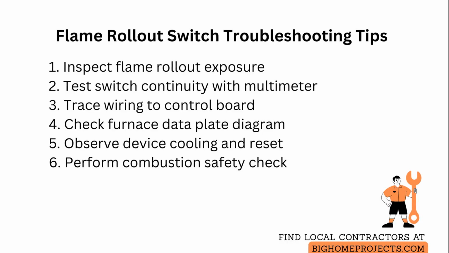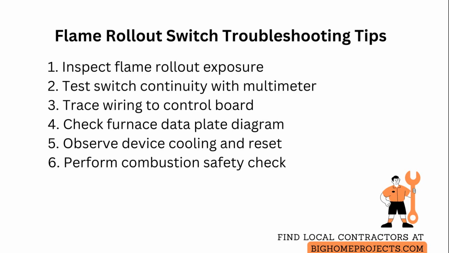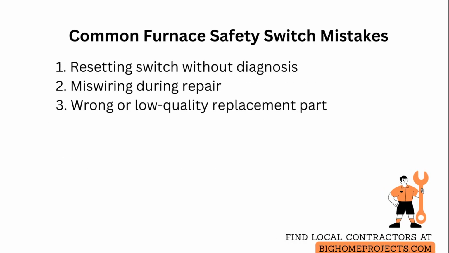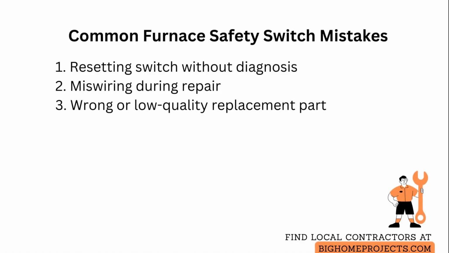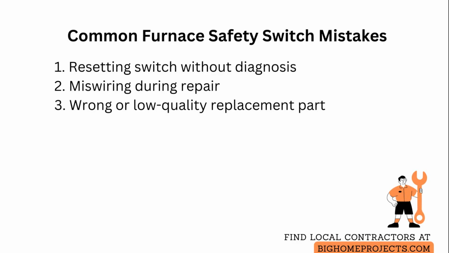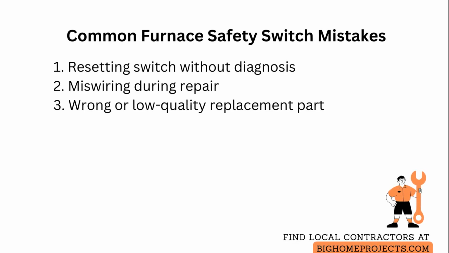Always pair an electrical test with a combustion safety check because the underlying causes that trip the switch include persistent flame rollout due to incorrect gas pressure or a cracked heat exchanger, which create hazardous combustion byproducts. Common mistakes include resetting the switch without finding the cause, which simply masks a potentially dangerous condition. So always inspect burners, venting, and heat exchanger before resetting.